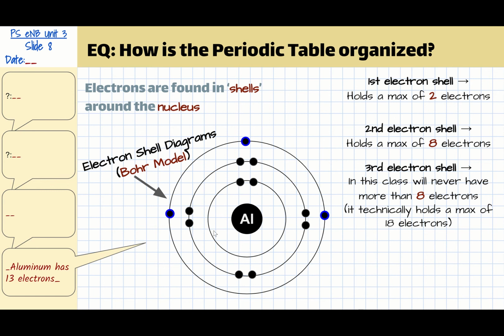And again, remember that first shell can hold up to 2. The second shell holds up to 8, and the third shell holds up to 18, but in this class, it will have only up to 8. And there's a little nuance there.